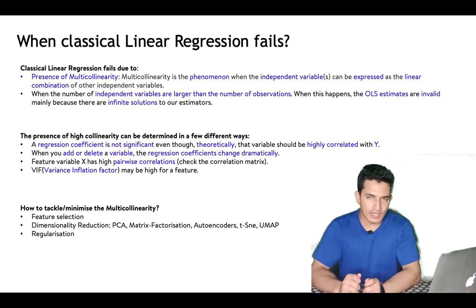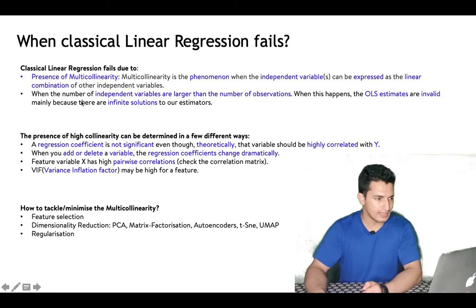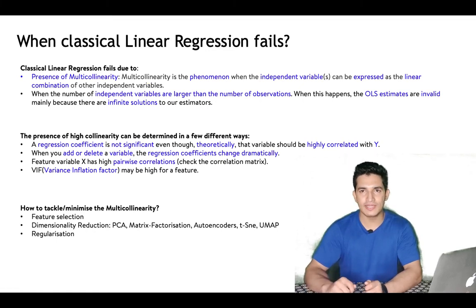Let's also look at what are the other reasons when a linear regression can fail and what are the possible fixes. A classical linear regression model can fail due to the presence of multicollinearity. Multicollinearity is the phenomenon when an independent variable can be expressed as a linear combination of other independent variables. The assumption is that all the independent variables should be independent. They should have nothing to do with each other. But in case that is violated, it leads to multicollinearity. And if we fit a linear regression model in that case, the coefficients obtained are not statistically significant. And this is also one of the assumptions of linear regression that we have seen in the past video.